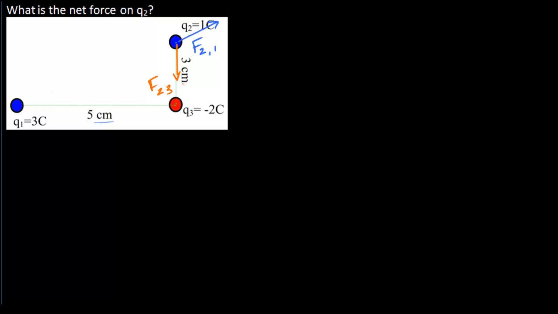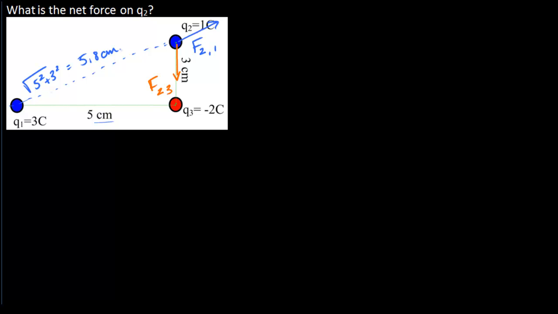Now we can assume these are all point charges, and we can use Coulomb's Law to model the forces on them. We also know that for Coulomb's Law we need the size of the charges, which we have, but we also need the distance between the charges. We have the distance between Q2 and Q3, but we don't have it for Q2 and Q1. So that distance is going to be this distance right here. But if we notice, that's the hypotenuse of a right triangle with sides of 3 and 5. So the distance we're looking for here is just going to be the square root of 5 squared plus 3 squared, which is about 5.8 centimeters.